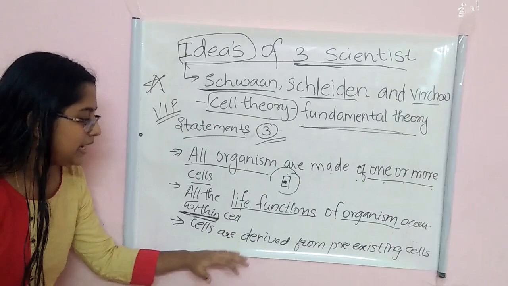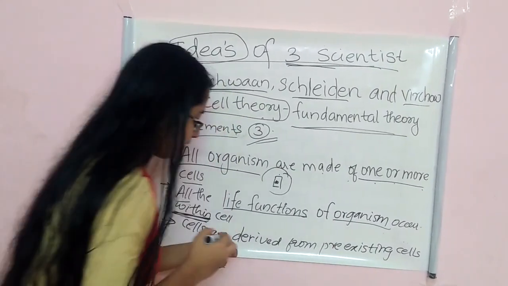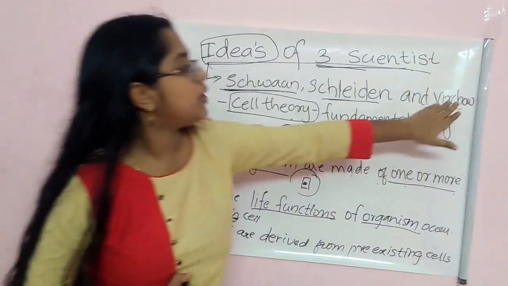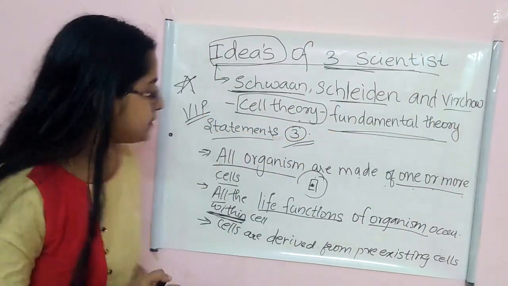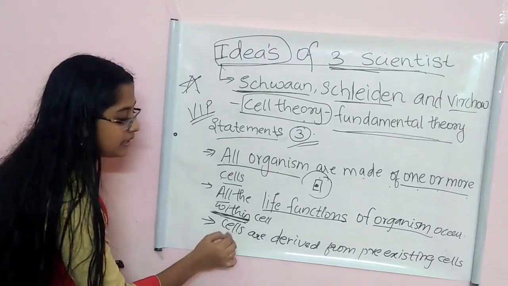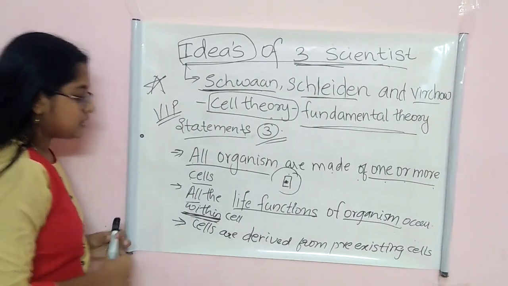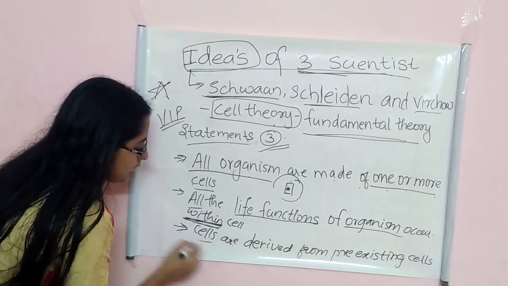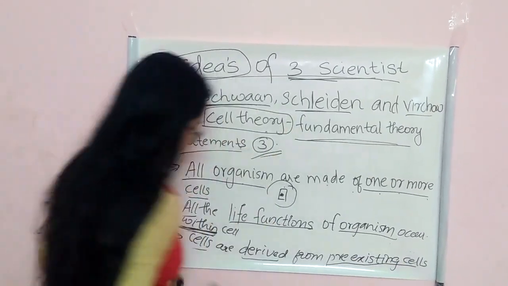So the third statement here is: cells are derived from pre-existing cells. I have already told you what Virchow said. I told you that Virchow is the one who proposed this statement, that cells derive from pre-existing cells, in the previous slide. So the same statement: cells are derived from pre-existing cells.